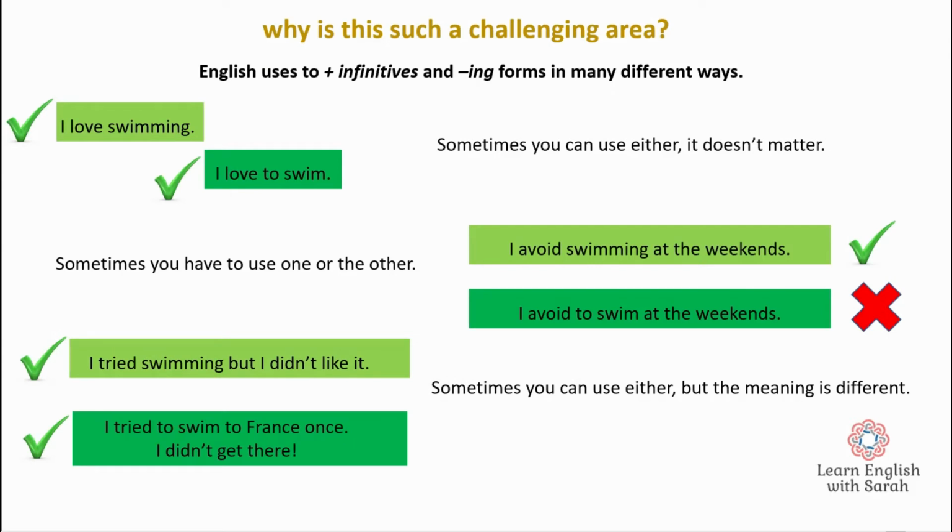Now, this is the really fun part, right? Sometimes you can use either, but you get a change in meaning. So I tried swimming, but I didn't like it is fine. I tried to swim to France once, I didn't get there. Both sentences are okay. The meaning is different. I'm not going to explain the difference right now. Okay? For now, just remember that there are times when you can use an ing or a to infinitive with a difference in meaning. And then these are only 3 examples of different uses, okay? There are other uses too.